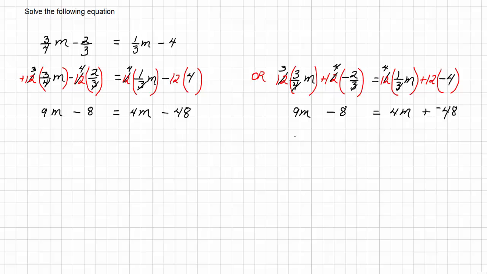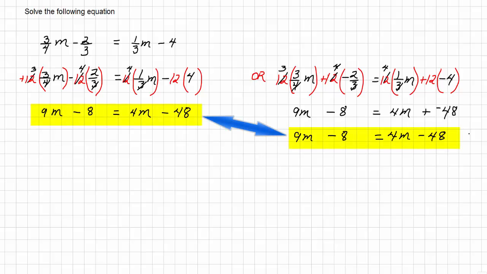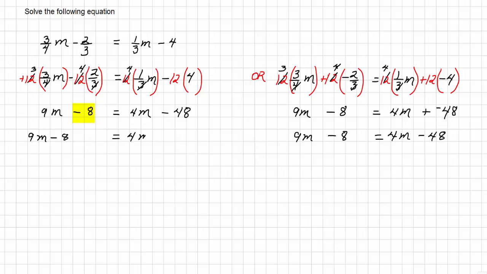And if we rewrite this on the right-hand side of this page, we get 9m minus 8 equals 4m minus 48, which you can see is an identical result to what we did on the left side of this page. Now if we want to eliminate the negative 8 from the left side of this equation, because I like to keep my variables on the left side, we have to add 8 to both sides of the equation.